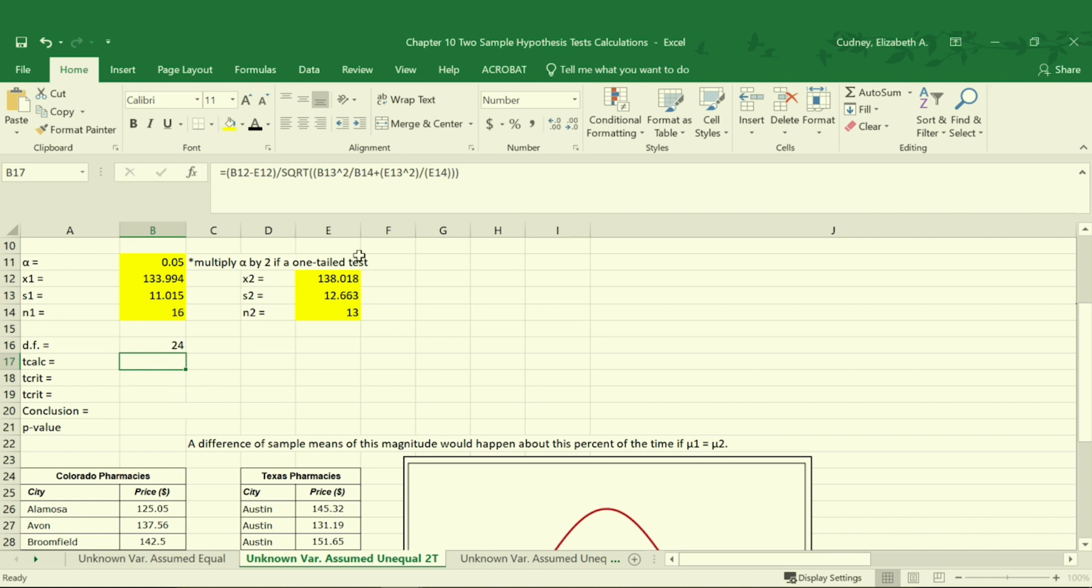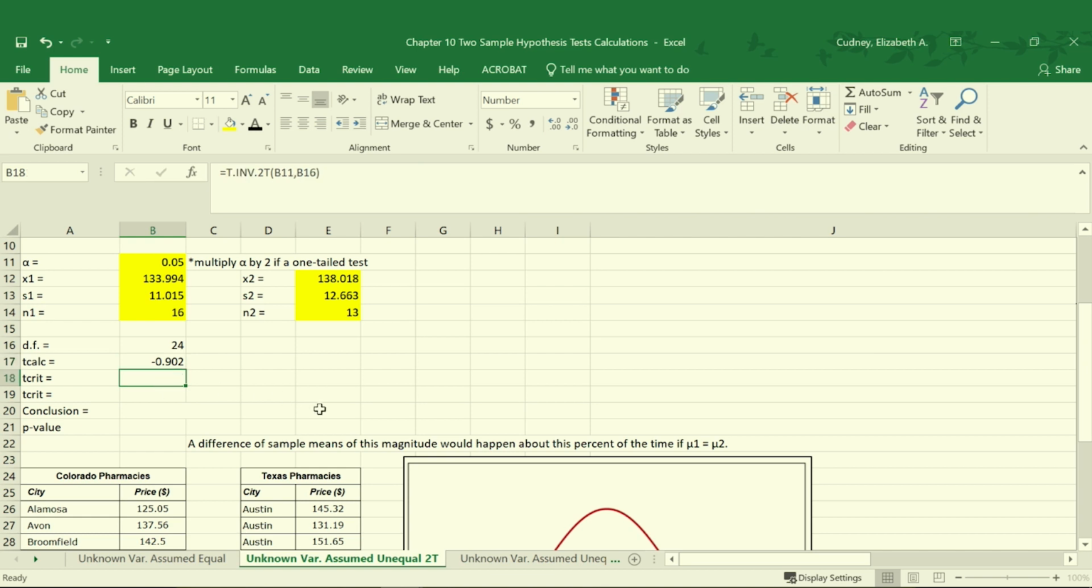Our T calculation then is going to take B12 minus E12 divided by the square root of B13 squared divided by B14 plus E13 squared divided by E14. So we get a value of negative 0.902.